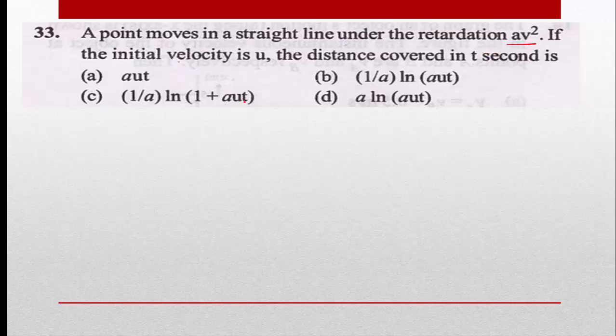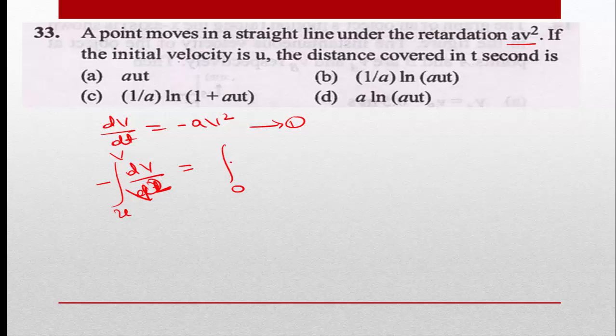Here the retardation is given by dv divided by dt is equal to minus a v square. This is equation number 1. Integrate equation number 1 between the proper limits, from initial velocity u to final velocity v. Taking the negative sign outside, dv divided by v square is equal to the integration of a dt between the limits of time 0 to t.